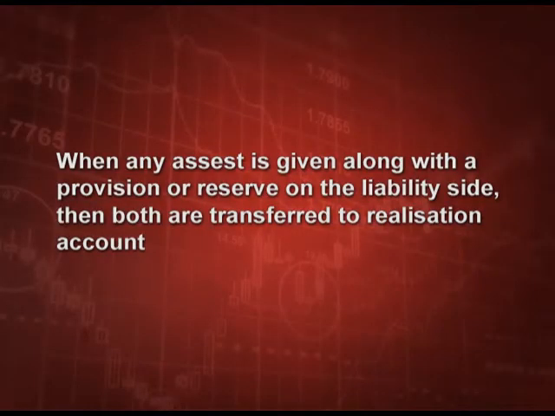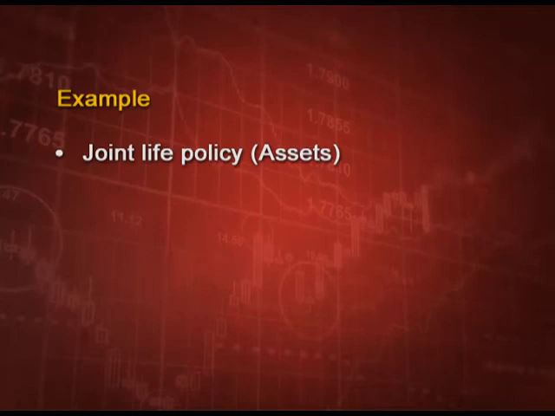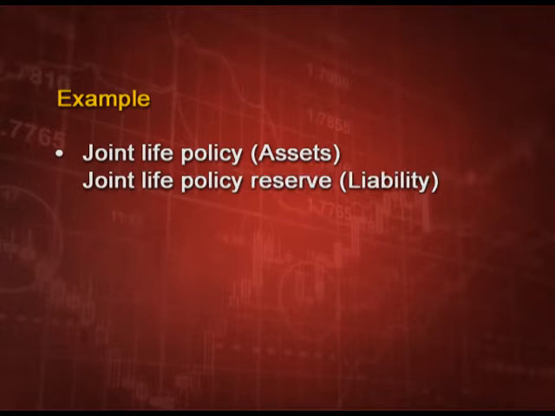Income comes on the credit side and expense comes on the debit side. Another important adjustment is when any asset is given along with a provision or reserve on the liability side, then both are transferred to realization account. To take an example, if joint life policy as an asset appears in the balance sheet asset side and joint life policy reserve appears on the liability side, both will be transferred to realization account. Asset on the debit side and reserve on the liability side, that is credit side.